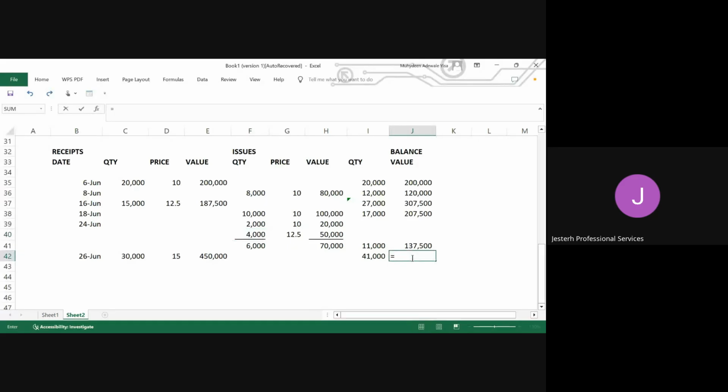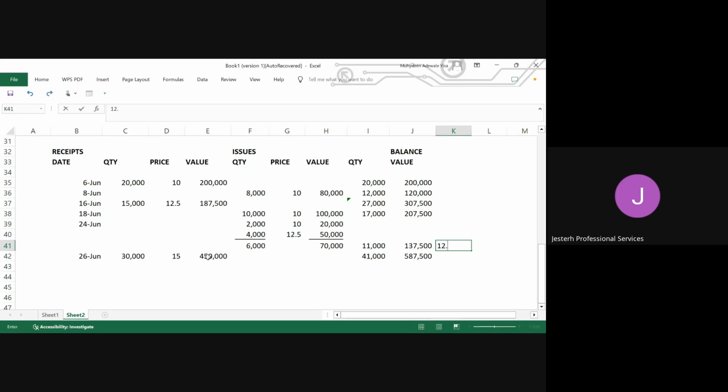Now, on the 26th, they had another 30,000, and in their stock, they were having 11,000 before. It means the 30,000 units that they brought into the stock, added to the old one, will now be 41,000. But what is the total value of what they are having in the stock? The total of the old one is 137,500, with the one they just purchased, which is 140,000.